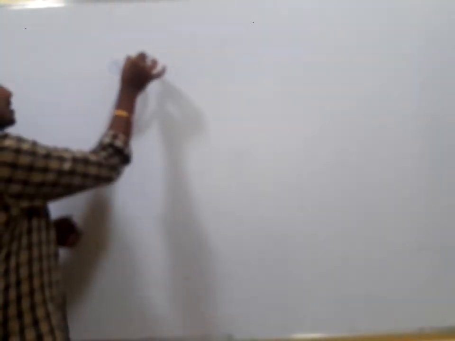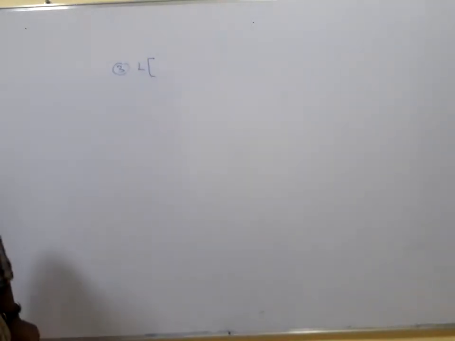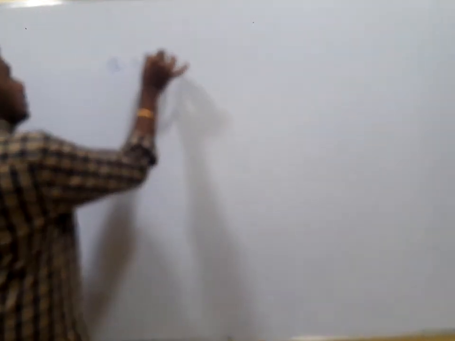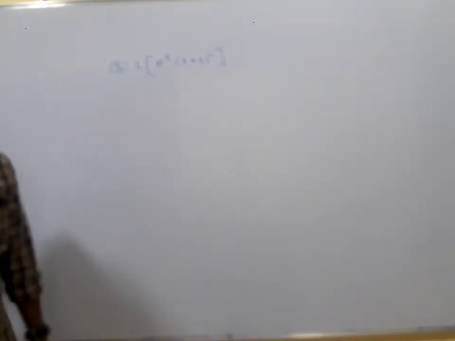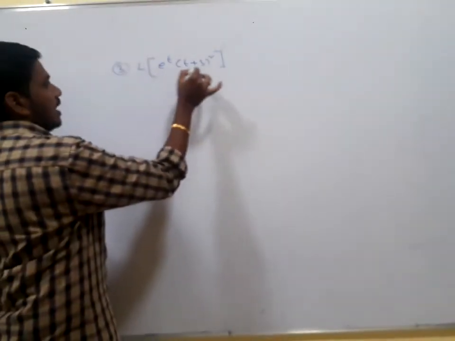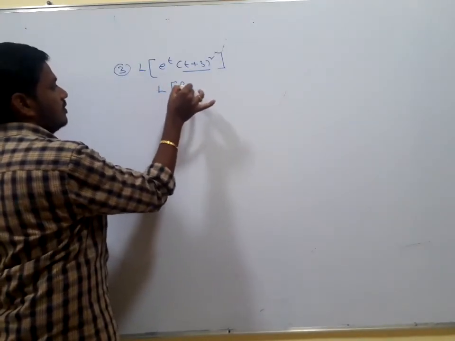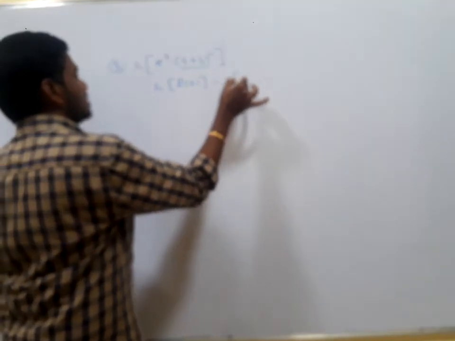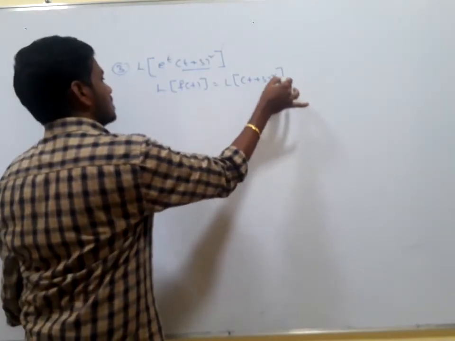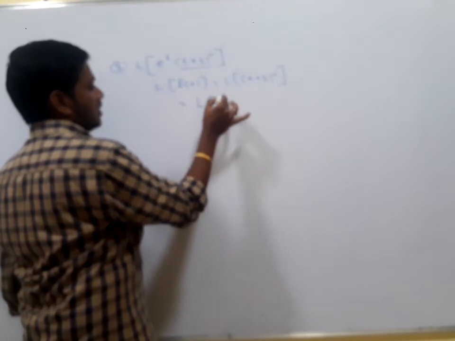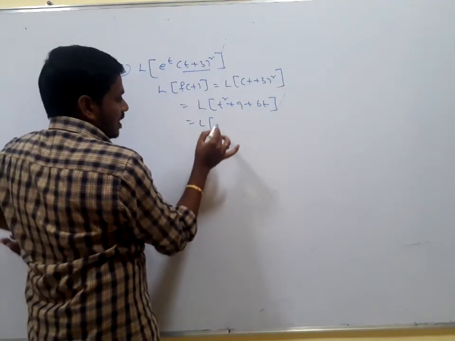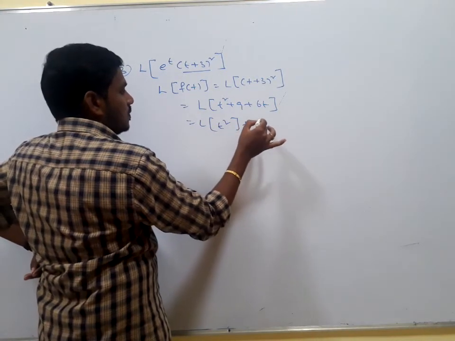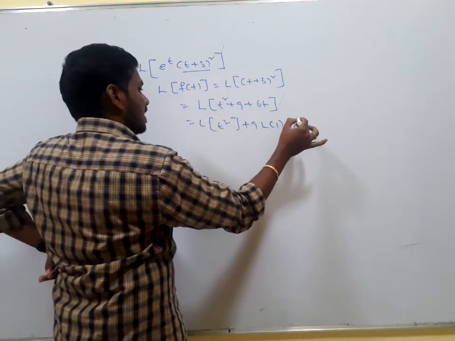Next, the Laplace transform of the third one: the Laplace transform of e to the power of t into (t plus 3) whole square. This can be taken as f of t. The Laplace transform of f of t is equal to the Laplace transform of (t plus 3) whole square, which is the Laplace transform of t square plus 6t plus 9. Here it is the Laplace transform of t square plus 9 into the Laplace transform of 1, by using the linear property.